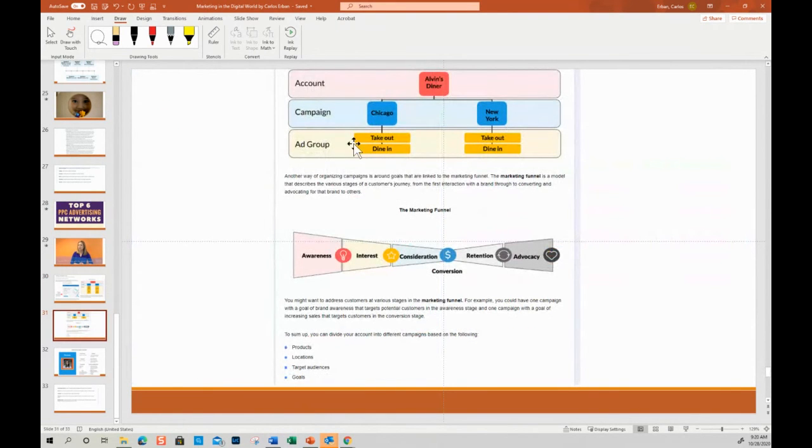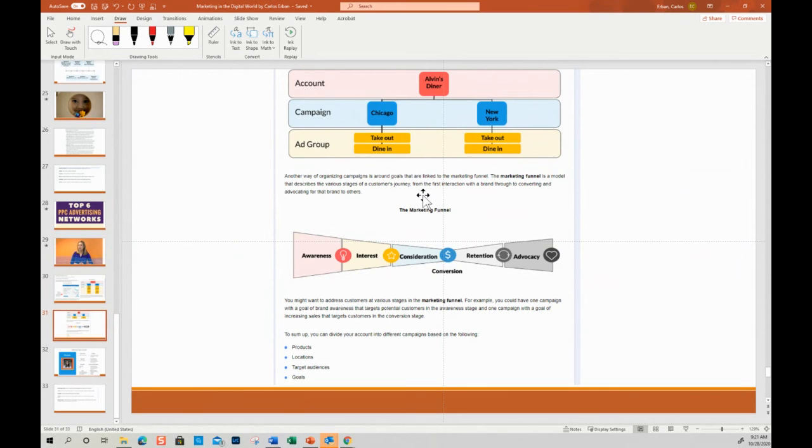Okay, here this particular diner, they are in different cities. So they said, okay, we're going to do a campaign for Chicago and one for New York. And then within each one, they have two different services, takeout and dine in. And they're different because maybe the menu for Chicago is different than for New York, or it may be the same menu. But the point is that you're doing different campaigns for each of the different ad groups.